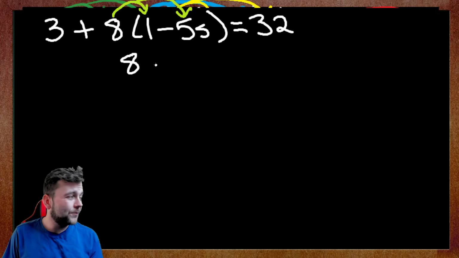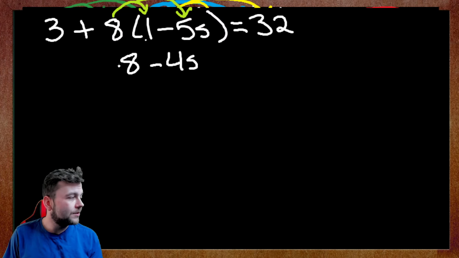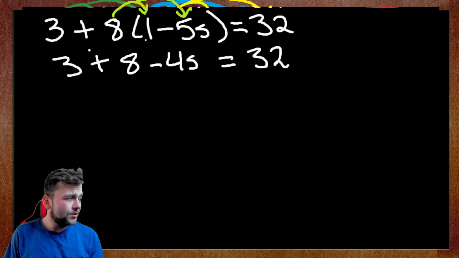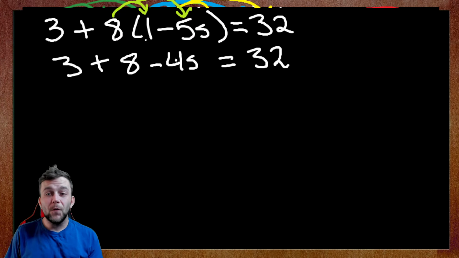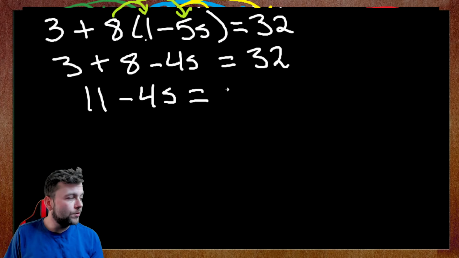What's 8 times negative 5? We'll put the minus sign there. That's negative 40s. Bring down our 3 plus, and that equals 32. So we have 3 plus 8 minus 40s equals 32. We're going to combine our like terms. So 3 plus 8 is 11 minus 4s, and that equals 32.